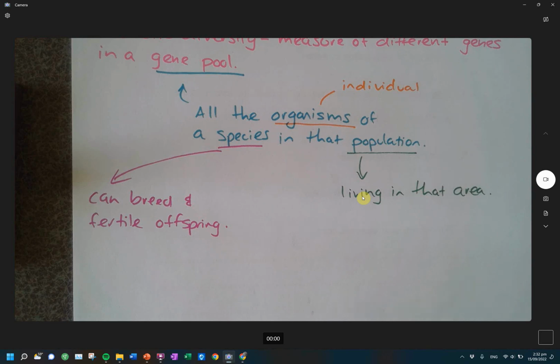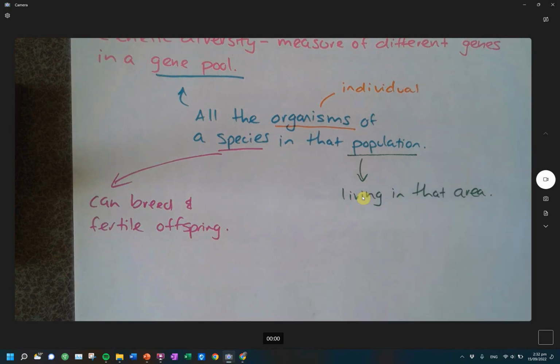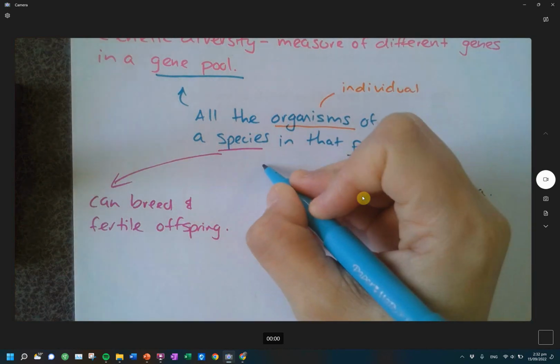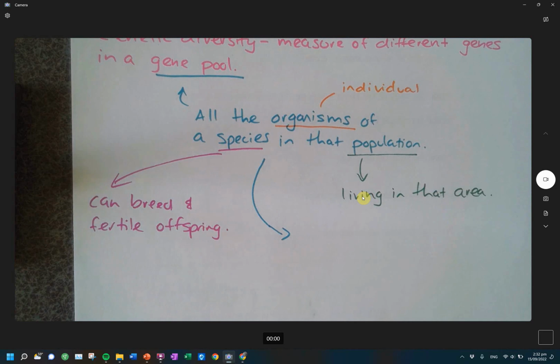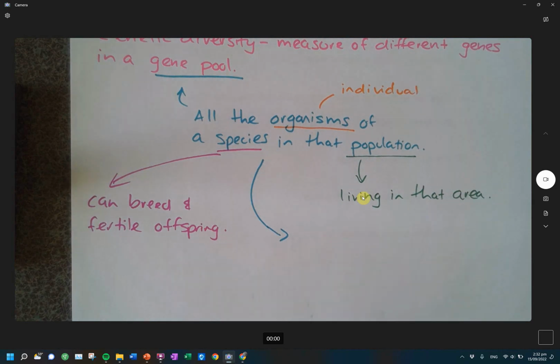Are we good? Okay. So what we do with that gene pool then is we can measure what the allele frequency is in that population. So we take that number and we measure the allele frequency.